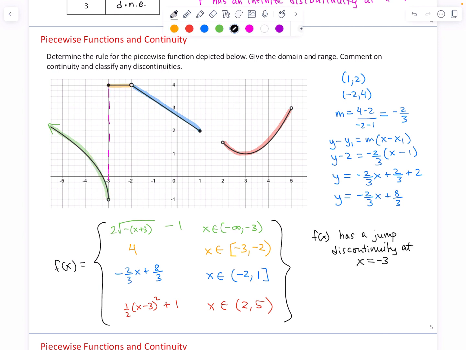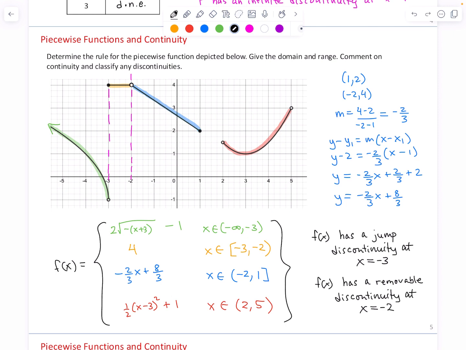At x equals -3. At x equals -2, if it weren't for that hollow point, we would be able to draw from the orange to the blue in a continuous fashion without lifting our pencil. But because a point has been removed from an otherwise continuous graph, then we say that we have a removable discontinuity at x equals -2. Both the orange and the blue are approaching a height of 4 as x gets closer to -2 from both sides. So f of x has a removable discontinuity at x equals -2.